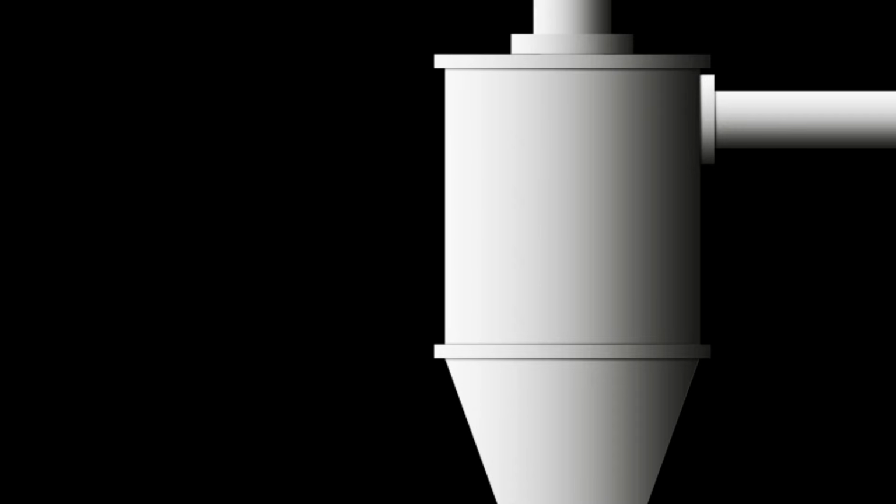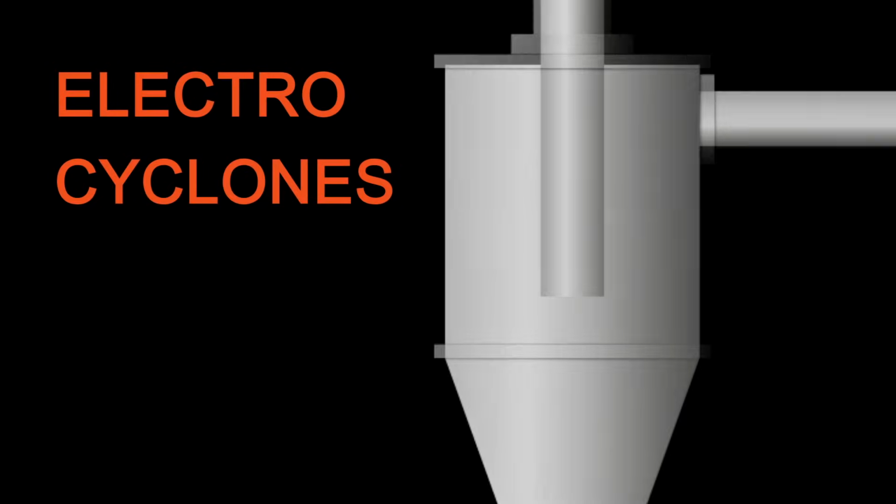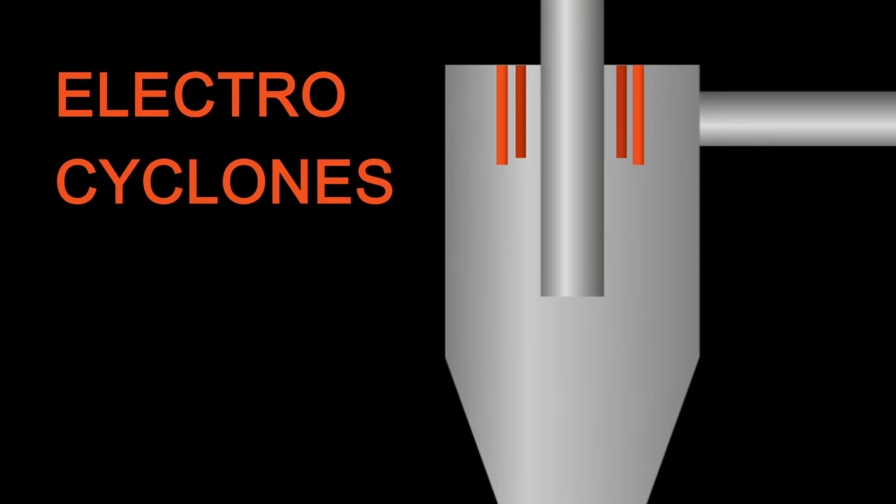Types of cyclones include electrocyclones. By placing an electric field between the center and the wall of the cyclone, the driving force pushing the particles to the wall is increased, which leads to a higher separation yield.